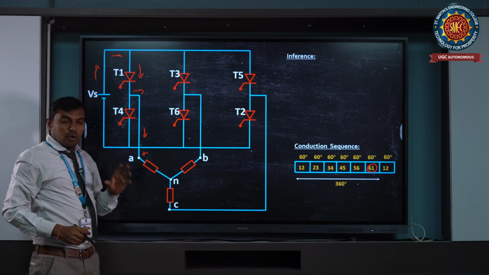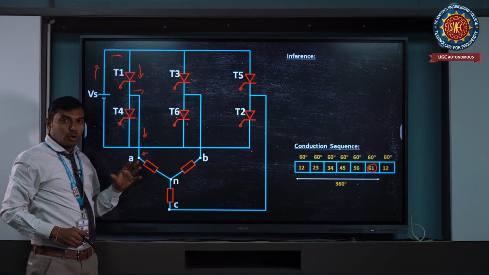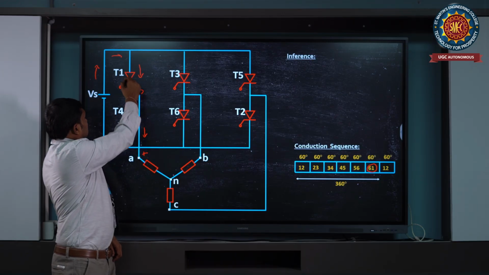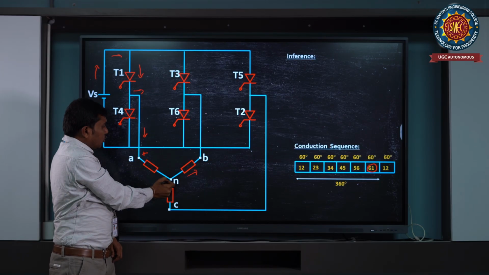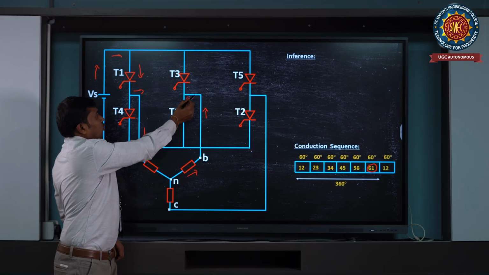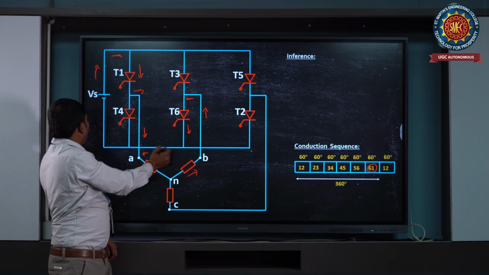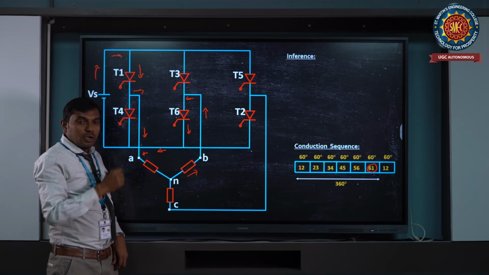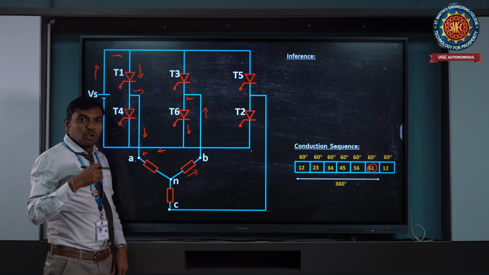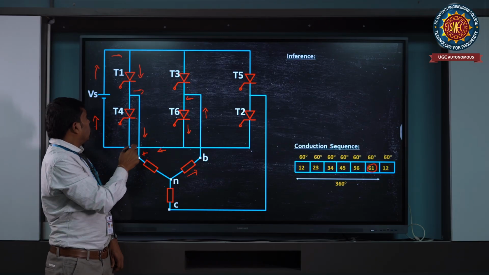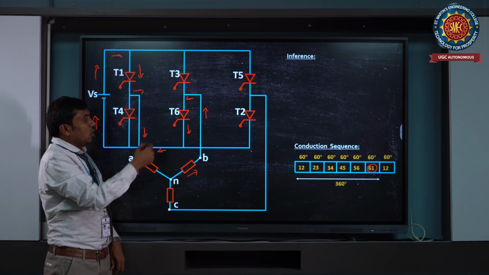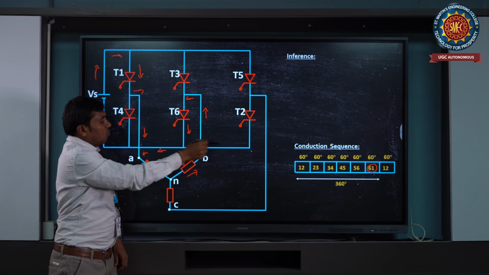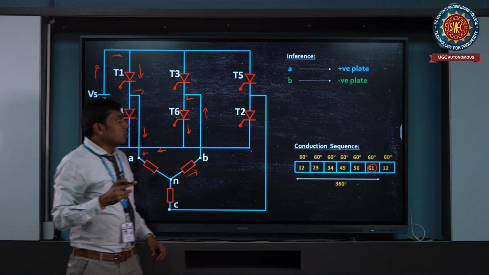So as I told, current flows in a closed loop from positive polarity to negative polarity. Current flows from T1 to the A terminal, then it enters the neutral, then it enters B, and then it goes from B to T6, and then to the negative terminal of the source. Therefore, a continuous path is formed. So like this, you can operate the inverter in 120 degree mode of operation. Similarly, for other switches also, you can get this type of current flow, so that you can get a good equation.